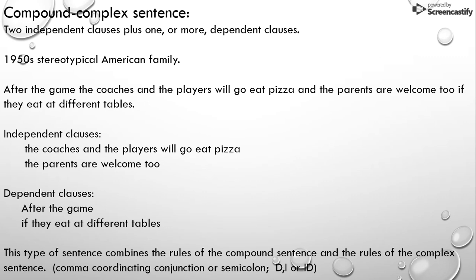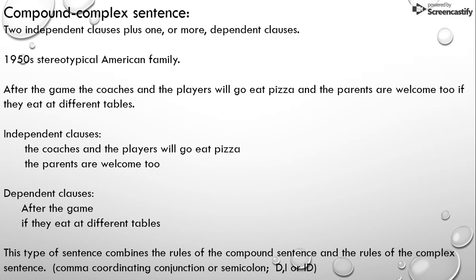I want you to think about this as your stereotypical 1950s American family. There's a mom and a dad and two children. So the question becomes, how do we make all of these things peacefully coexist in the same house? And you see, we have an example sentence here. After the game, the coaches and the players will go eat pizza, and the parents are welcome too if they eat at different tables.